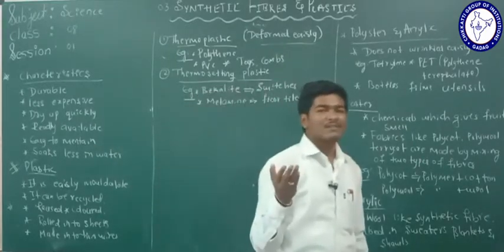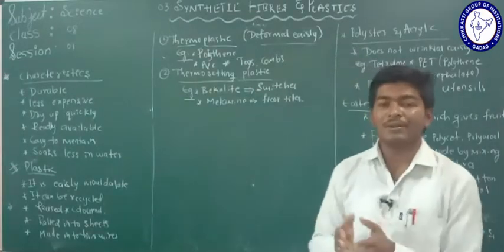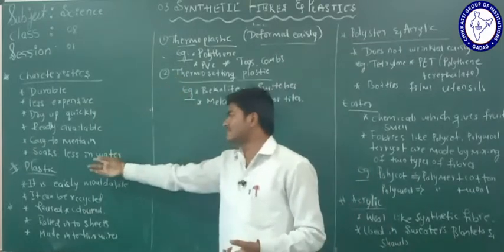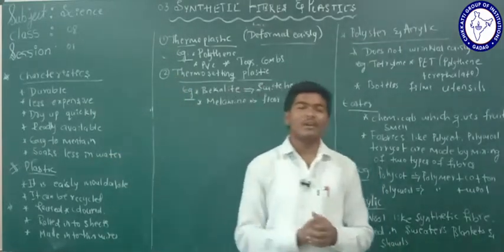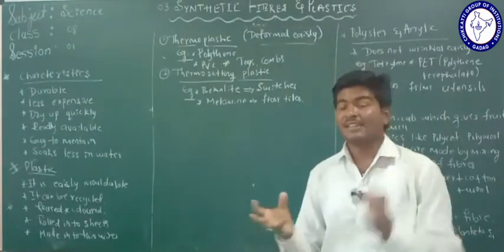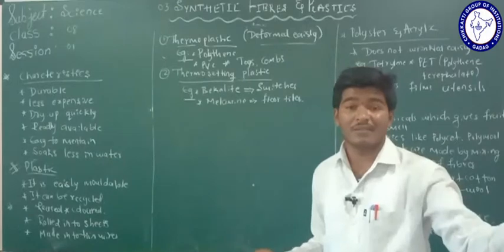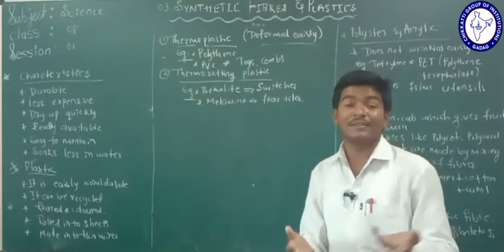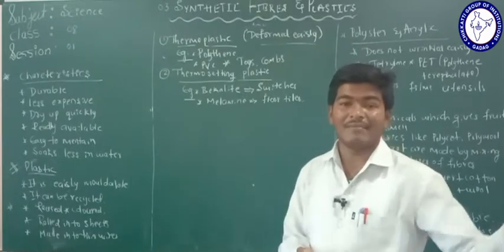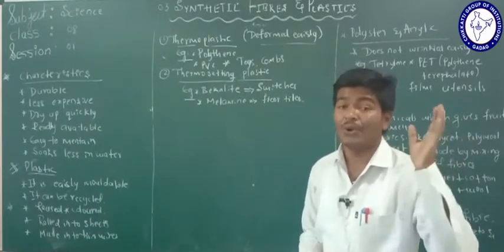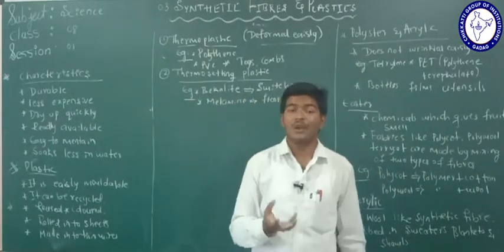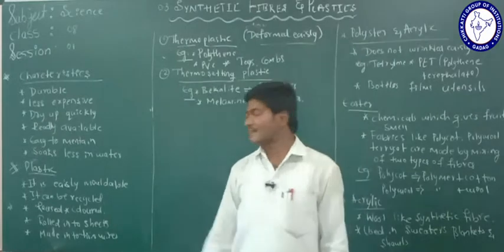These synthetic fibers are easy to maintain compared to natural fabrics, and that's why we use synthetic fiber. Another one is that they soak less water. When we wash clothes made of synthetic fibers, they soak very little compared to natural fibers. If it soaks very little, it dries very quickly. If it soaks a lot, it takes a very long time to dry. So this is one of the characteristics of synthetic fiber. Next I am going to discuss plastics.